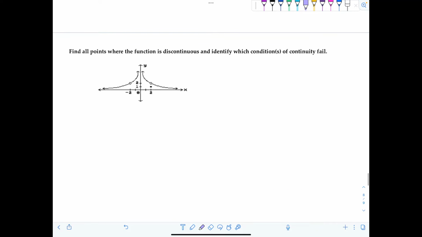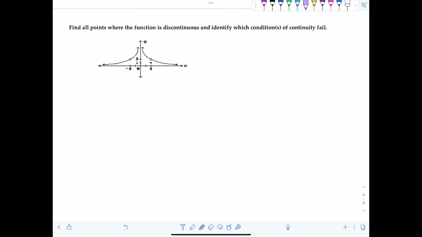So here's an example. Find all points where the function is discontinuous and identify which conditions of continuity fail. So think about it for a minute. If you need to pause the video, that's cool. Give it a try. I'll tell you right now, there are 3 points where the function is not continuous.